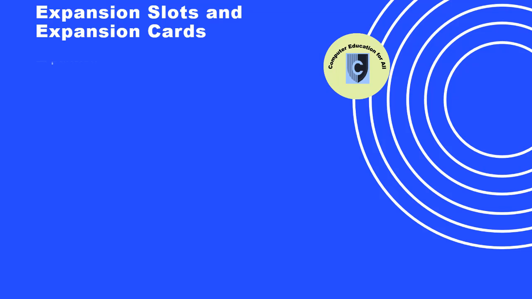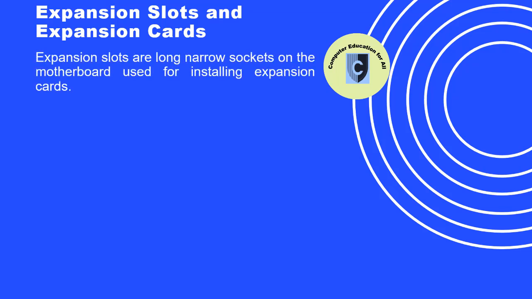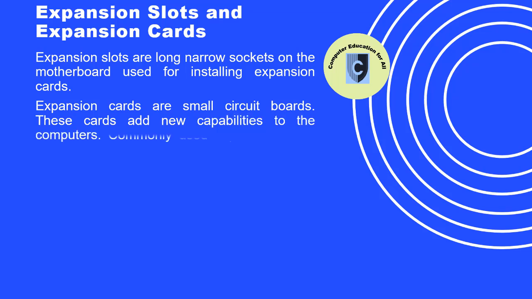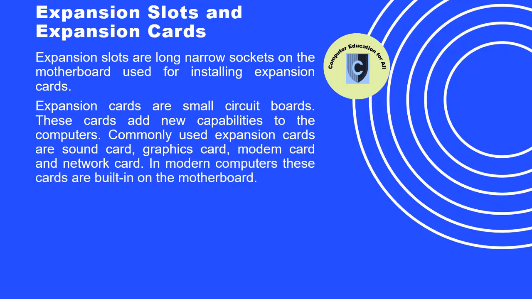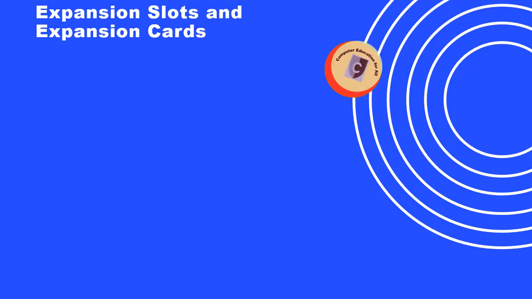Expansion slots and expansion cards. Expansion slots are long, narrow sockets on the motherboard used for installing expansion cards. Expansion cards are small circuit boards. These cards add new capabilities to the computers. Commonly used expansion cards are sound card, graphics card, modem card, and network card. In modern computers, these cards are built in on the motherboard. A network card is shown in Fig. 1.31.